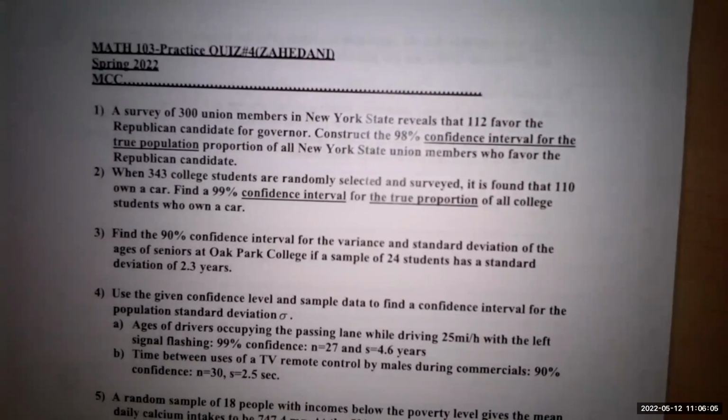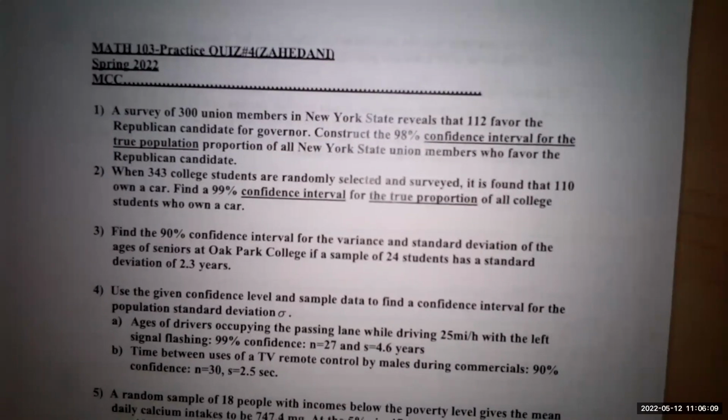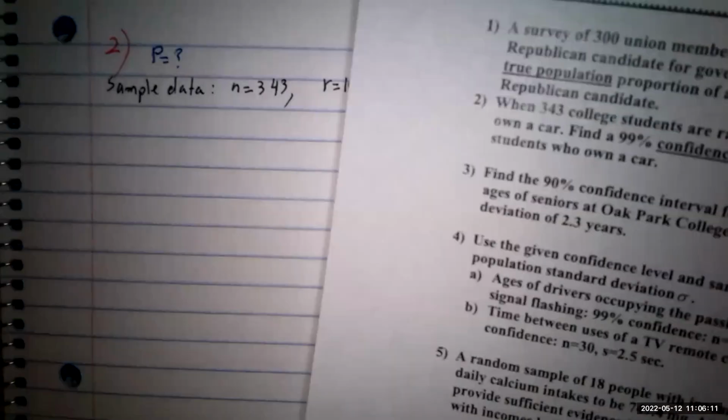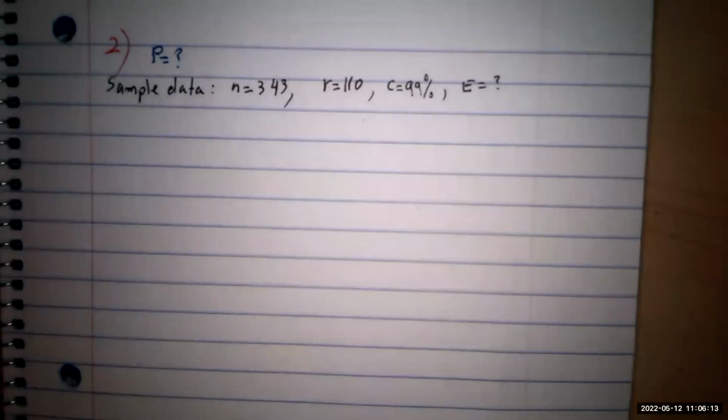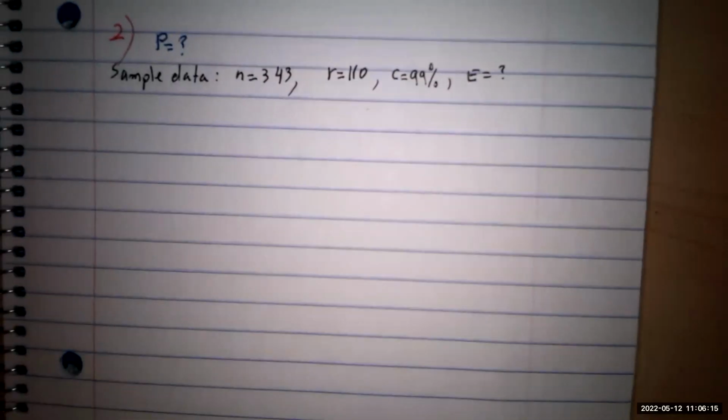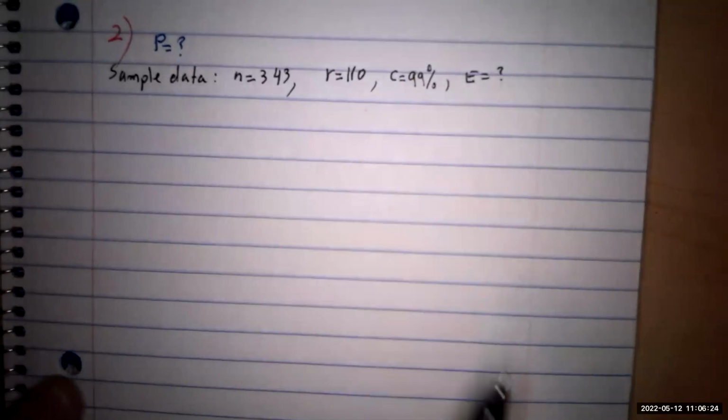Okay, so getting back now to the one that I'm talking about. So this is number 2 that we are taking. So we have the 343 students, 110 own a car. You want to find the confidence interval of the proportion of the people who own a car. So we have the sample information.